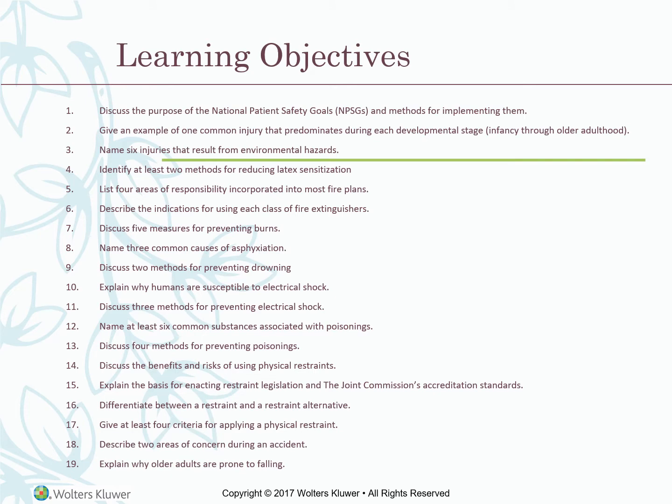Learning objectives. Discuss the purpose of the National Patient Safety Goals, NPSGs, and methods for implementing them. Give an example of one common injury that predominates during each developmental stage, infancy through older adulthood. Name 6 injuries that result from environmental hazards. Identify at least 2 methods for reducing latex sensitization.